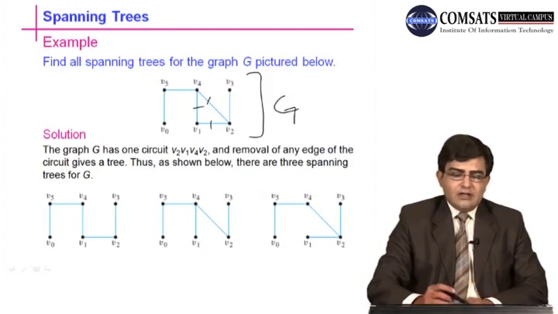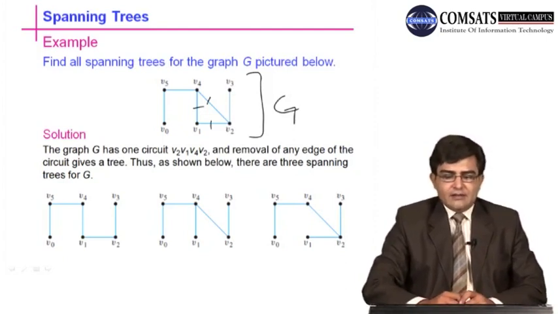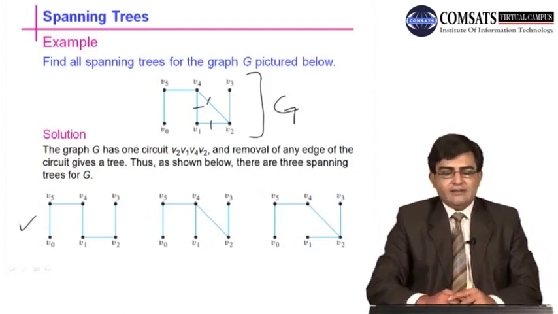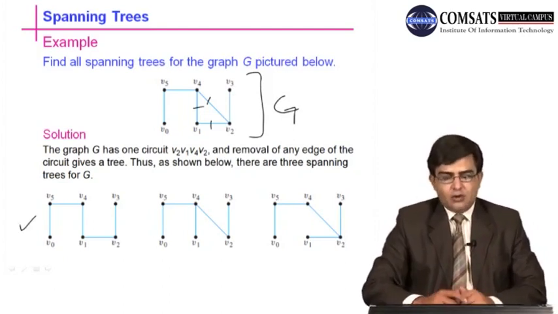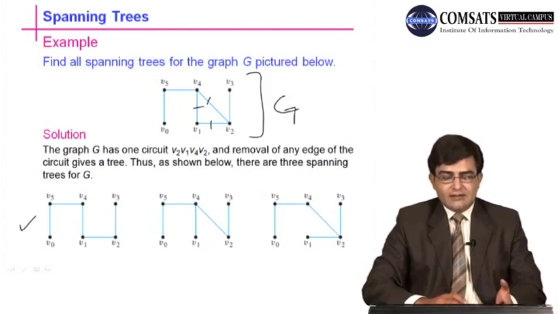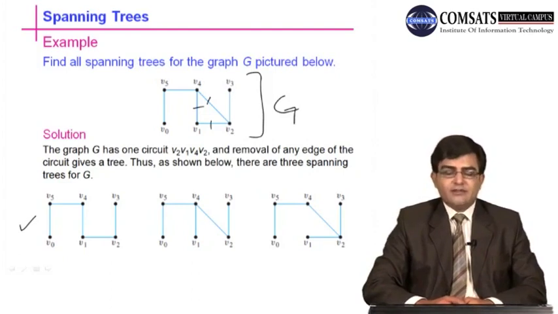If we remove the edge V2, V4, then we get this tree, and this is a tree which contains all the vertices of the graph, therefore it's a spanning tree. So this is one example of the spanning tree which we can obtain from the given graph G.